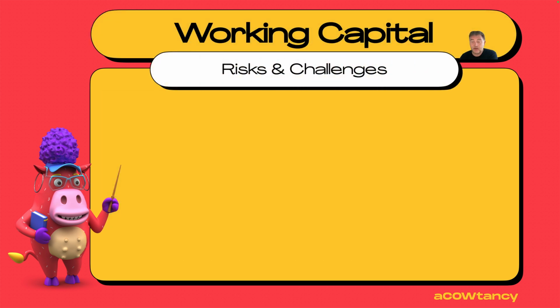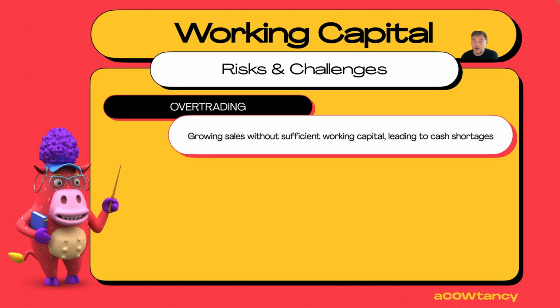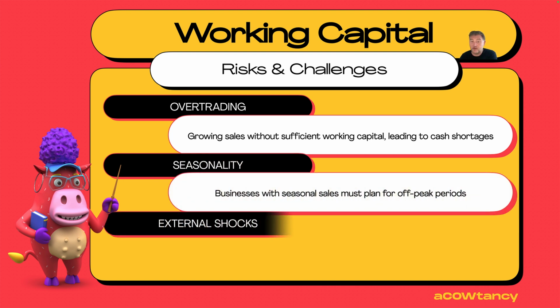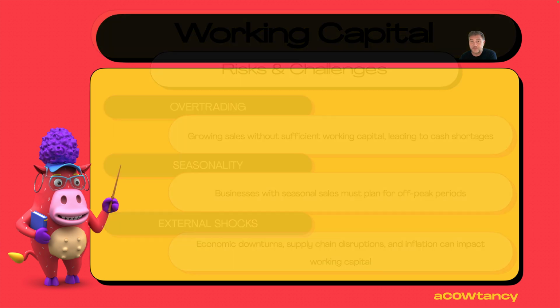Nearly there then. Risks and challenges that come from dealing with working capital. This is a big one in the exam, when you overtrade, when you really try and do everything to grow your sales, but you don't have enough working capital. So you start relying on long-term capital for doing it. So you get big overdrafts, that sort of thing. And it's whether you can afford those big overdrafts. Seasonality, we should all know that, plan for the off-peak periods. And there can always be external shocks, supply chain disruptions, economic downturns, inflation, that sort of thing.